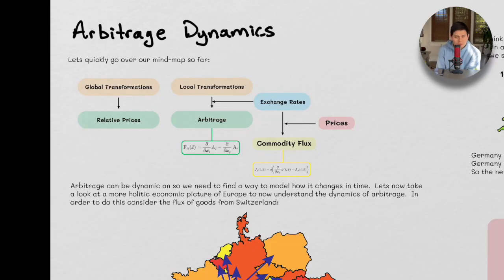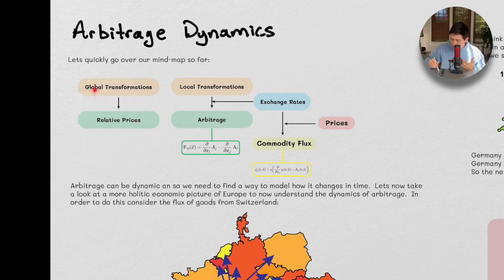So we're picking up on the Finance from Physics playlist. We're drawing analogies between financial economic systems and physical systems, i.e. physics, and we're bridging the two together to get a more cohesive understanding of both areas of study. Last time we went over this picture of local transformations and global transformations.